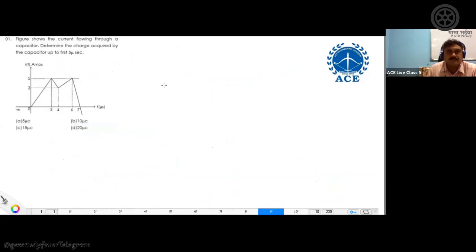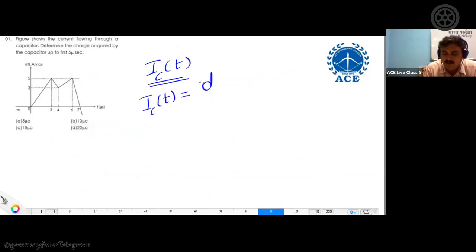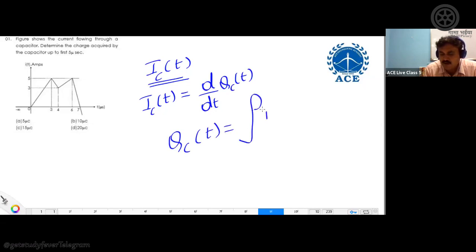See this question. Figure shows the current flowing through a capacitor. So actually he has given IC of t as a function of time, current flowing through a capacitor. Determine the charge acquired by the capacitor up to first 5 microseconds. So what is the relation between charge and current? Rate of flow of charge carriers is nothing but current. That means IC of t will be d by dt of QC of t. So charge accumulated on capacitor will be integral of current flowing on a capacitor.